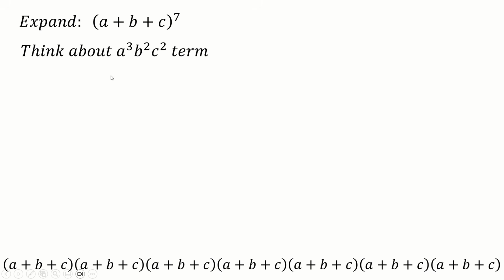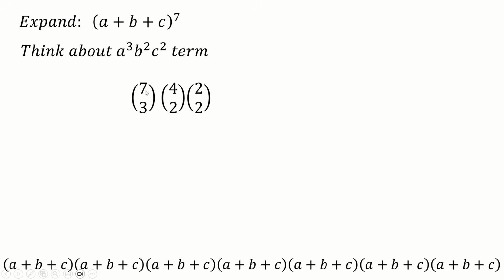So if we're thinking about this term here, all we have to do is say, okay, from these 7 brackets, let's choose 3 a's, because that's what we need. That's 7 choose 3. Now, we've only got 4 brackets left, because 3 of them have had the a selected from them. So we have 4 brackets left, and we need to choose 2 b's. Well, that's just 4 choose 2. And then finally, the c's, there's only 2 brackets left. We need 2 c's. There's only one way to do that, but for completion, we'll write 2 choose 2 here. And this is going to be the coefficient. And that's all there is to it. We've just done it like that.